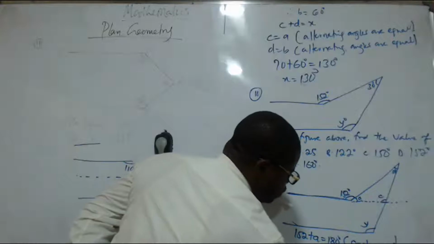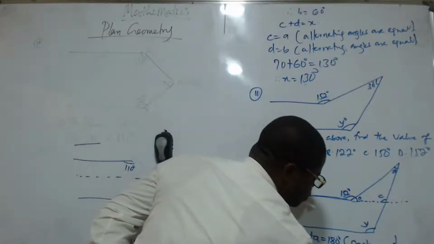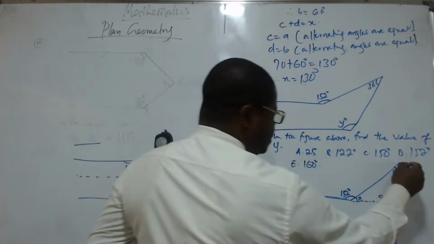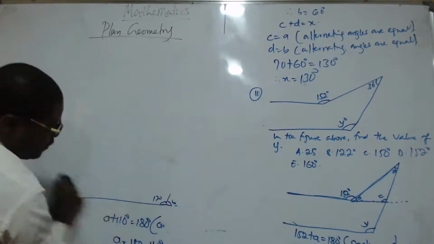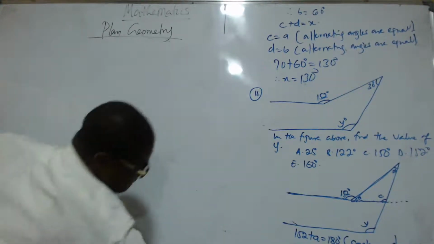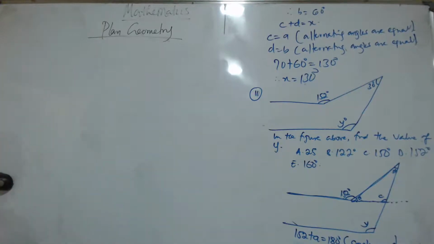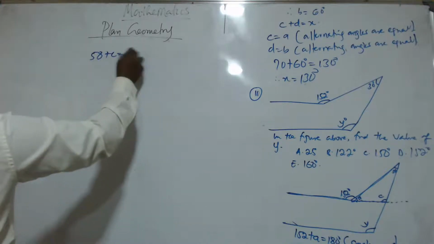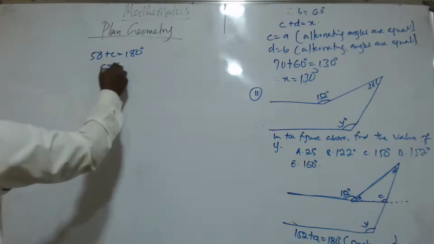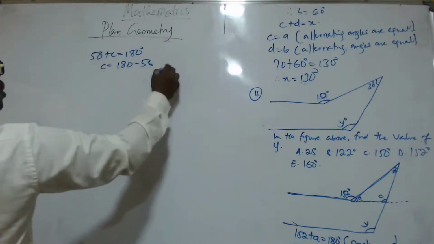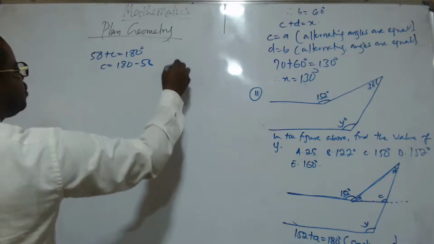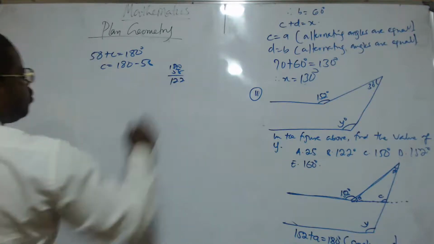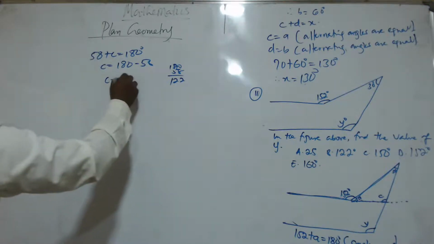Okay? Now, name this place. 58 plus C equals 180. Reason: we have sum of angles in a triangle. We have the triangle. Having known that, we're going to have 58 plus C equals 180 degrees. So C now becomes 180 minus 58, which is 122 degrees.